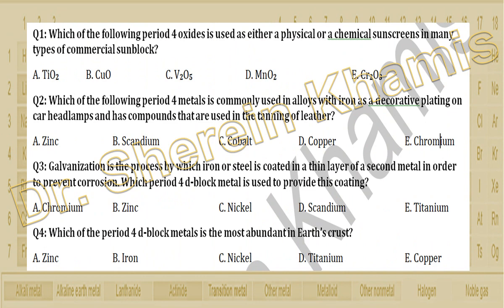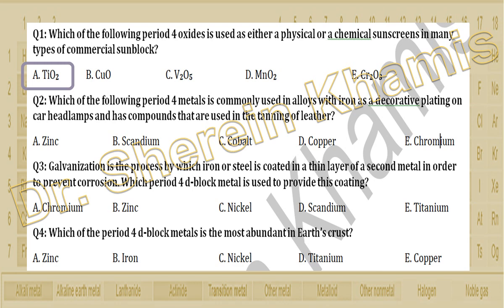Question number 1 says: which of the following period 3 or period 4 oxides is used as either a physical or chemical sunscreen in many types of commercial sunblock? We said that we have an element, and in the form of oxide we use it as a sunblock, a protection from the harmful ultraviolet sun rays. We have the oxide of titanium, or titanium(IV) oxide, or titanium dioxide.